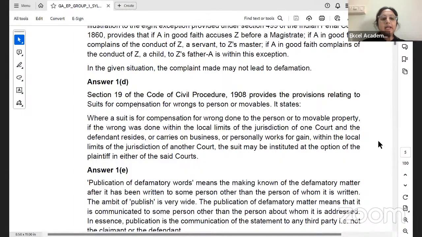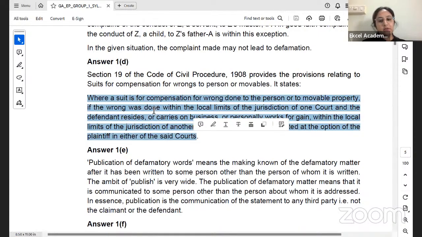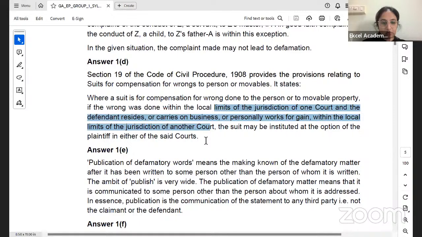So if you see section 19 of CPC, it talks about the provision relating to suit for compensation for wrong done to a person or movables. Okay, so we will see what it says. Where a suit is for compensation for wrong done to the person or to a movable property, if the wrong was done within the local limits of the jurisdiction of one court and the defendant resides or carries on the business or personally works for gain within the local jurisdiction of another court, then the suit may be instituted at the option of the plaintiff in either of the said courts.